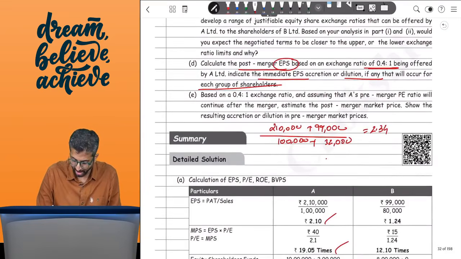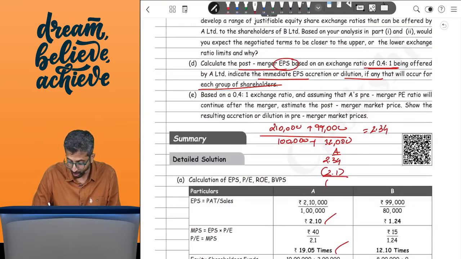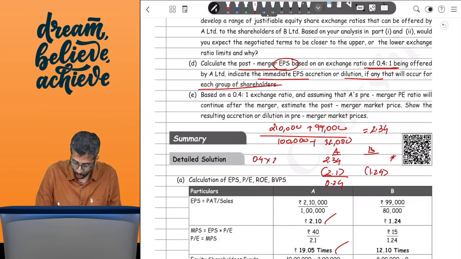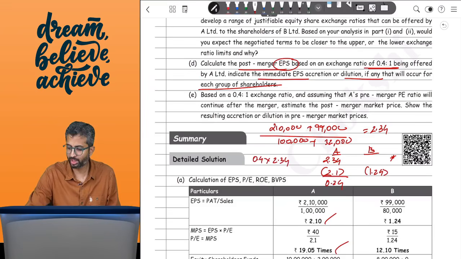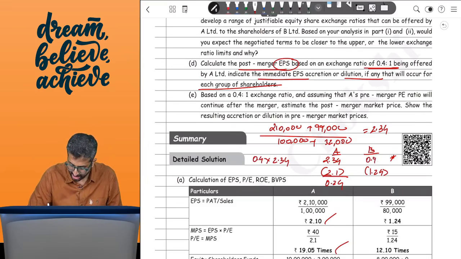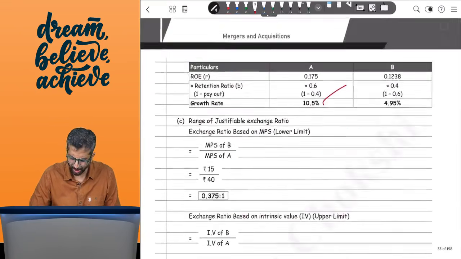If I want to do impact analysis for A pre-merger, I was holding a share which was having a 2.1 EPS. Post-merger, I am having 2.34, and hence there is a gain of 0.24. When I look at B, which is let us say the target, pre-merger I was having 1.24. Post-merger I am having 0.4 shares which are having 2.34, and hence 2.34 per share of the acquirer I am having 0.4 shares, and hence 0.936. So if I were to subtract, minus 1.24 comes to around a negative 0.304. This is my impact analysis.